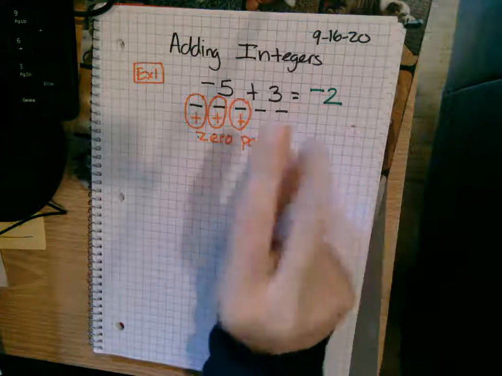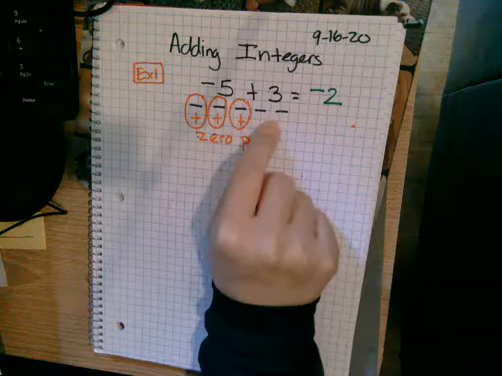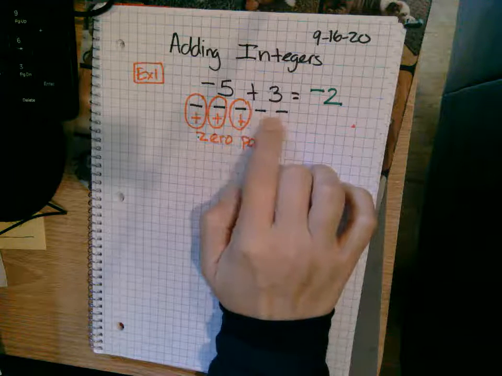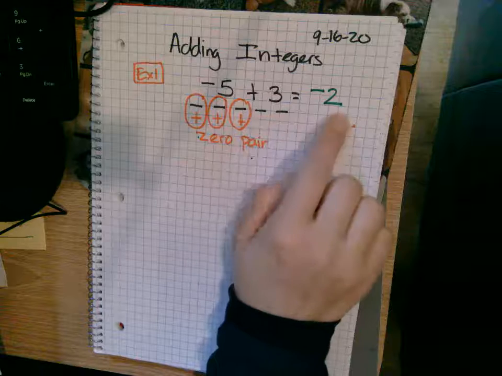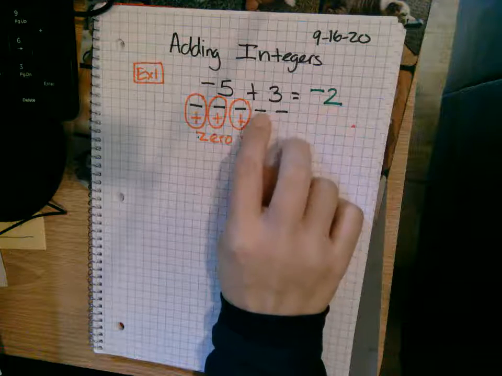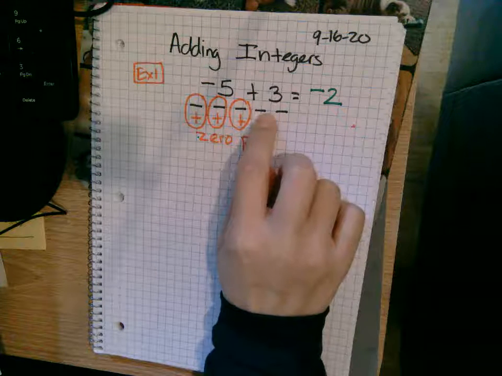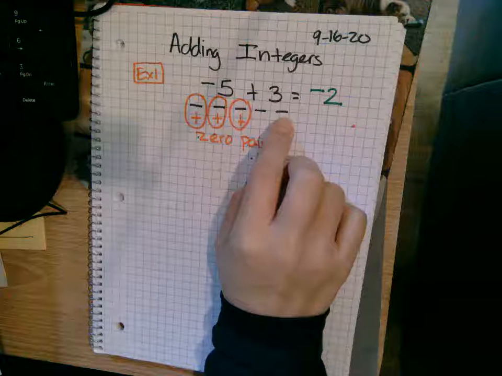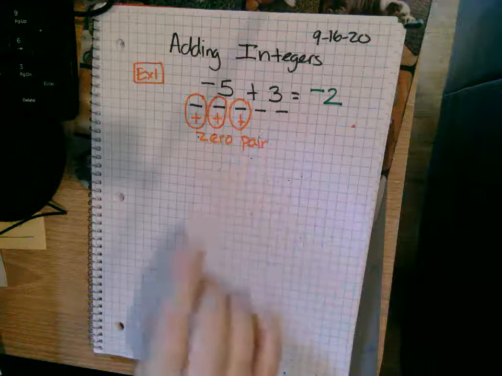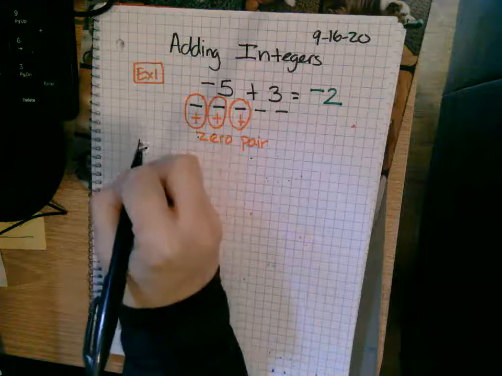Okay, so these are called 0 pairs. Now, whatever you don't circle, that's your answer. So you see how I didn't circle 2 of the negative tiles? And they're negative. That's why my answer is -2, because I did not circle 2 negative tiles. Okay? All right, let's do example number 2.